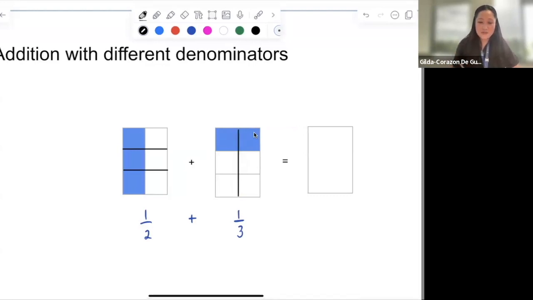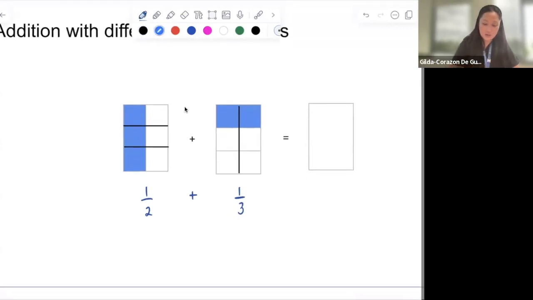So now we've got these 6 equal parts, 1, 2, 3, 4, 5, 6, that this whole is divided into. And we can rewrite the fractions so that a half is equivalent to 3 parts out of the 6 parts. And then this one here is 2 parts out of the 6 parts. And that would be equal to 5/6.